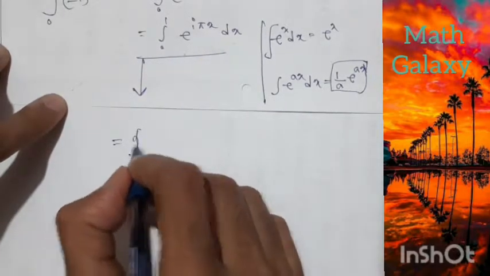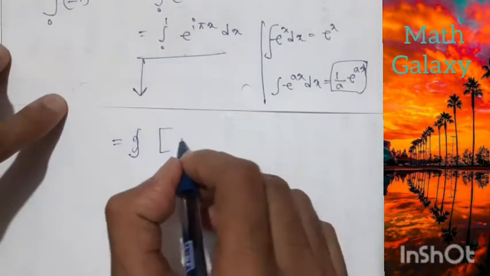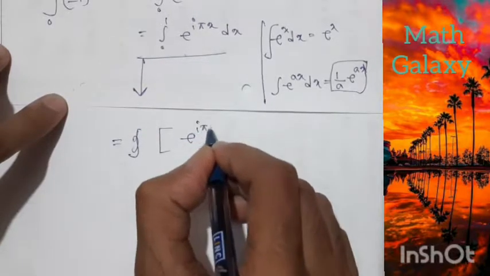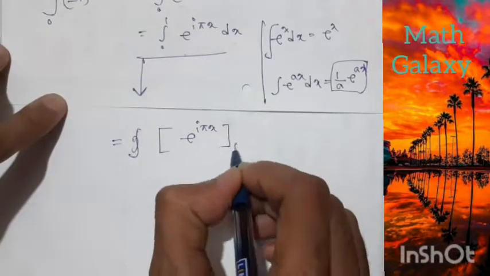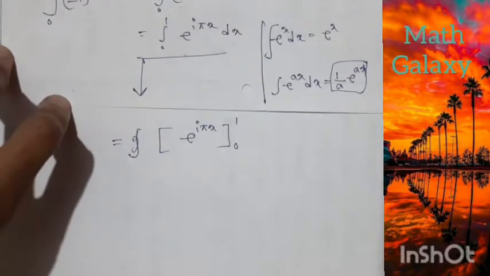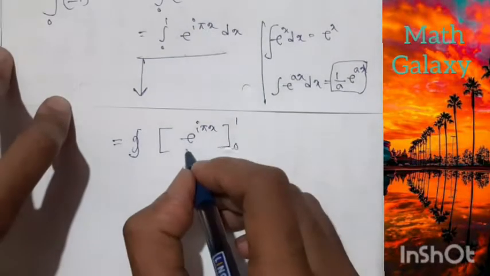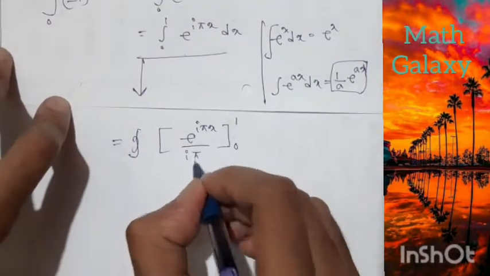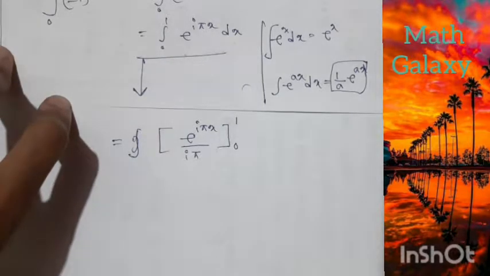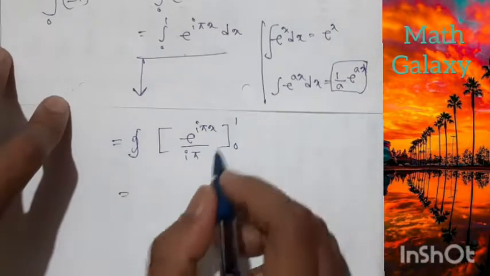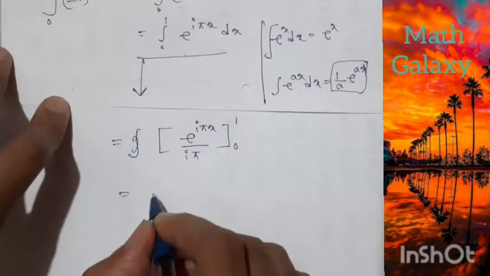So of course, e to the power i pi x from 0 to 1, of course this will be written and divided by, of course, i pi, because i pi is here the constant. And then if you put the value, let me see what happened.